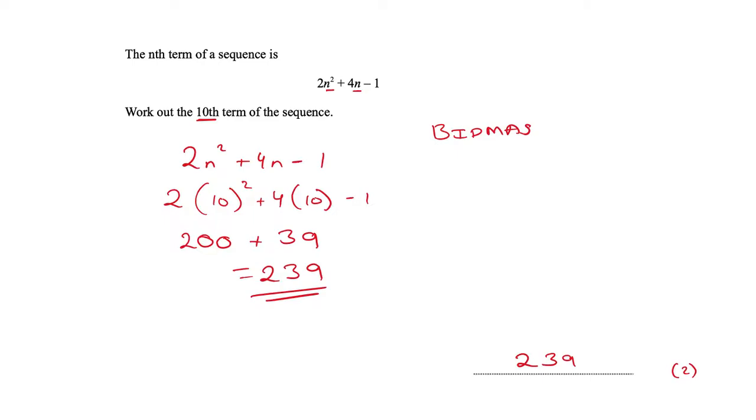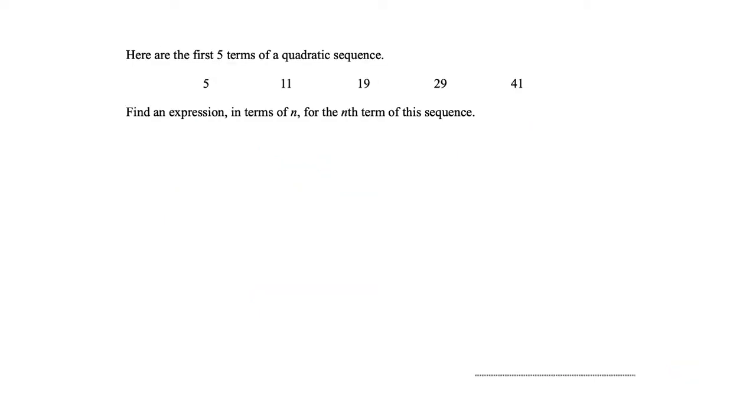Okay. Next question, it says here are the first 5 terms of a quadratic sequence, 5, 11, 19, 29, and 41. Find an expression in terms of n for the nth term of this sequence. So let's write out the sequence. So we have 5, 11, 19, 29, and 41. Let's work out the first difference.